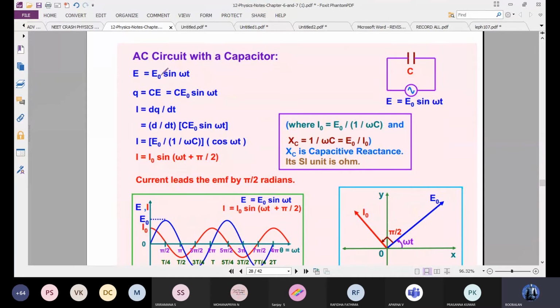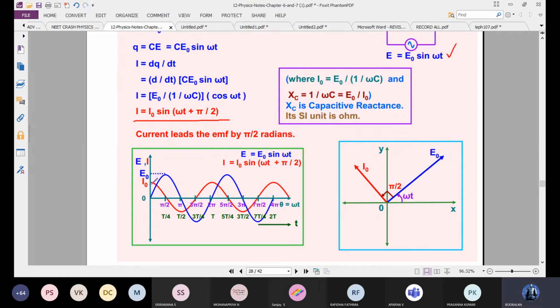Next, AC circuit with a capacitor. Just connected with only one capacitor. The AC value is E equal to E naught sin omega t. It is a constant. Only the I formula changes. I formula: I naught sin(omega t plus pi by 2). Plus means what? It is a positive value. Current leads the EMF by pi by 2 radian. The EMF starts at 0, but the current starts at its maximum, pi by 2. So current leads the EMF by pi by 2. Capacitive reactance Xc equals 1 by omega C.